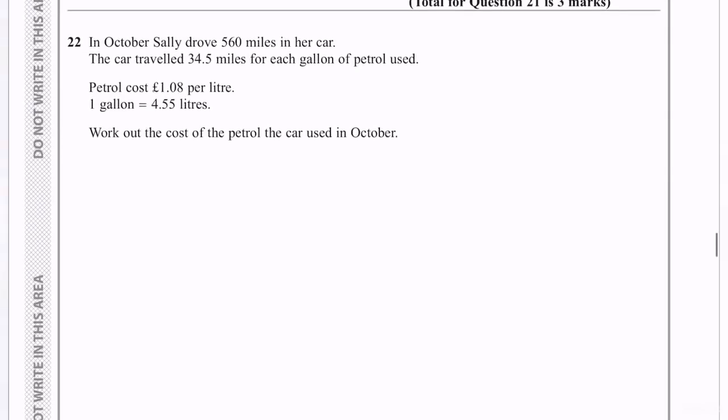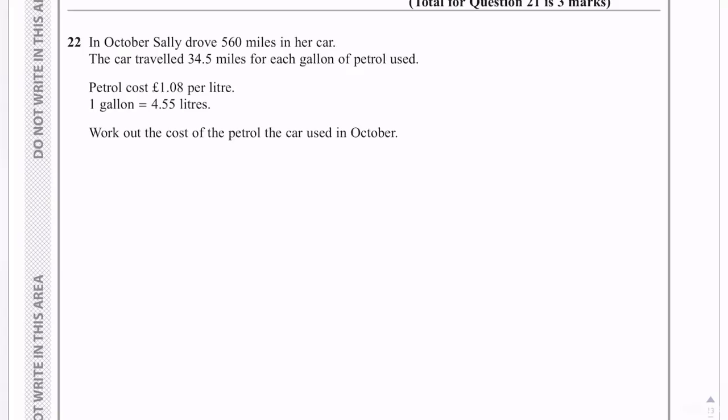In October, Sally drove 560 miles in her car. The car travelled 34.5 miles for every gallon of petrol used. And then it gives us a cost of the petrol in litres, £1.08 per litre. And it gives us a conversion for gallons to litres. Work out the cost of the petrol in the car that she used in October.